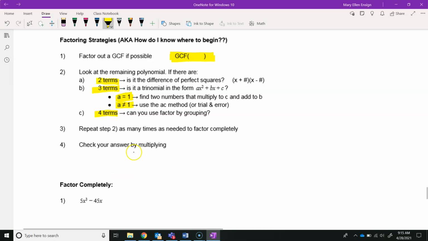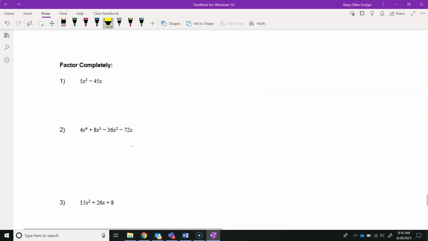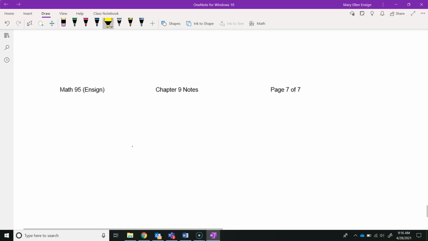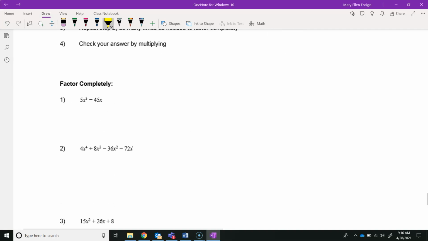So let's do one of these examples down here. There's a few examples you can do. I think there are just 3 of them, yeah. Let's do number 2 together, okay? So what I'm going to do here is I first look and I see that there's a GCF. So my GCF is 4x. Oops, 4x. So I'm going to pull that out.